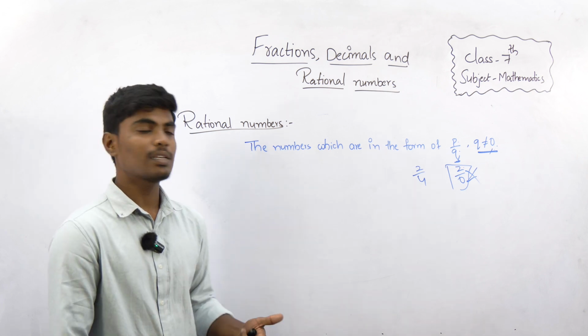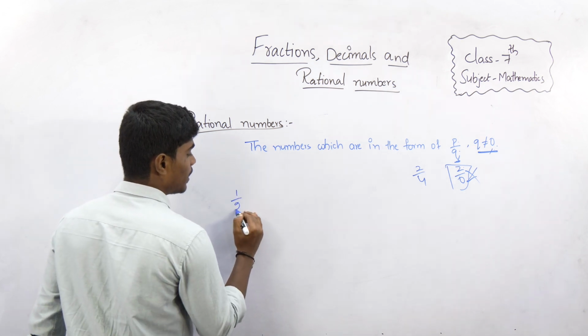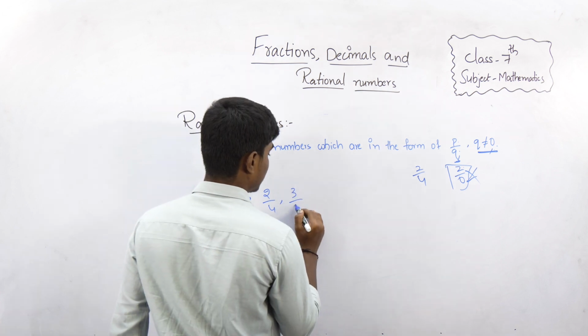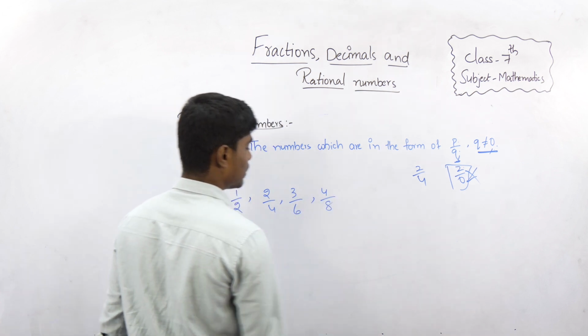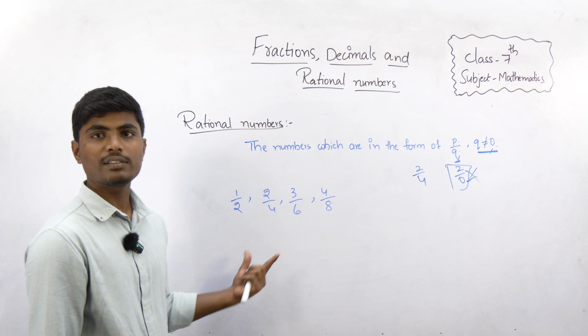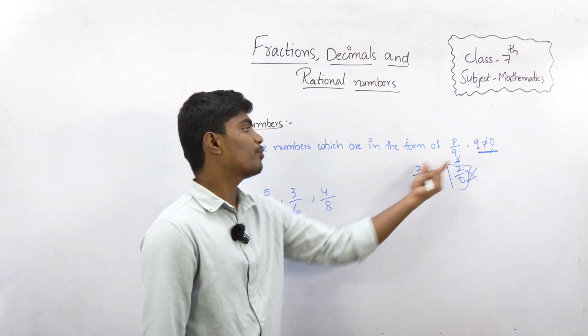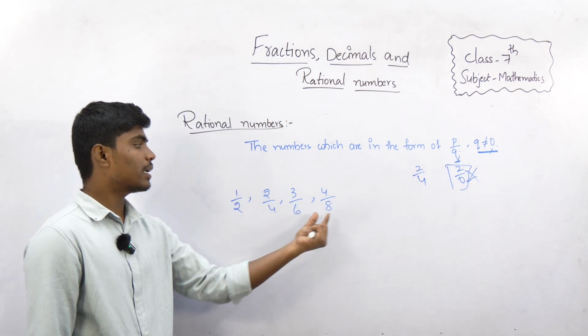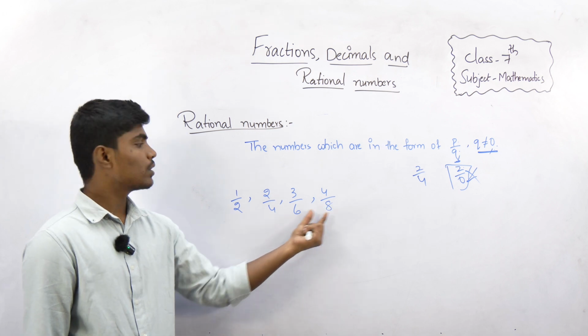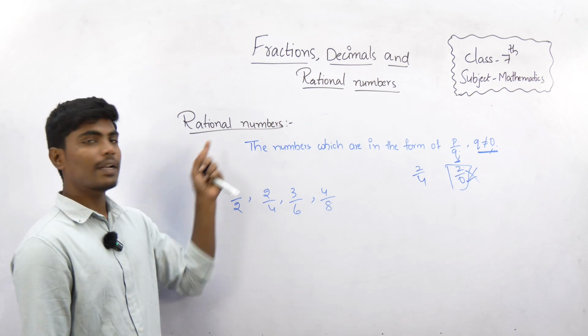Now let's take some rational numbers. 1 by 2, 2 by 4, 3 by 6, 4 by 8. See, these all are rational numbers which are in the form of p by q, and in each number q is not equal to 0. So these are rational numbers.